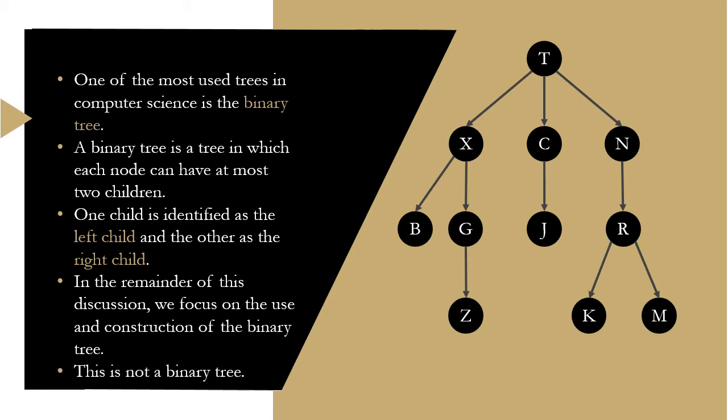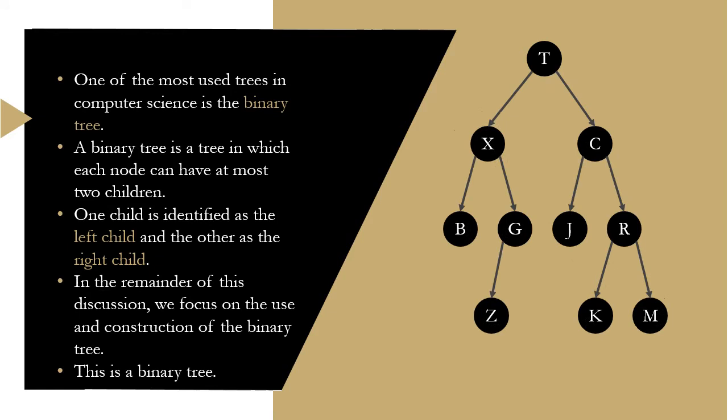This is not a binary tree. Why? Because T has three children, which goes against the definition of the binary tree. Any node that violates this definition will render the whole tree non-binary. So this is not binary, but this is a binary tree. You can see that each node has at maximum two children.